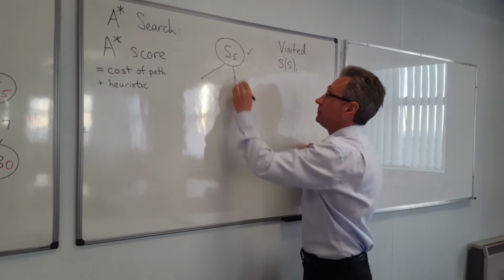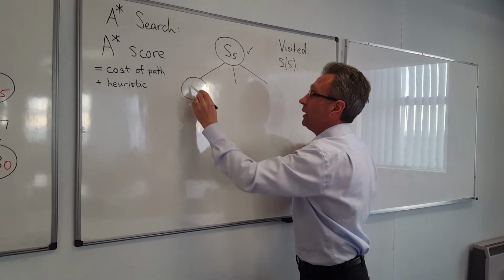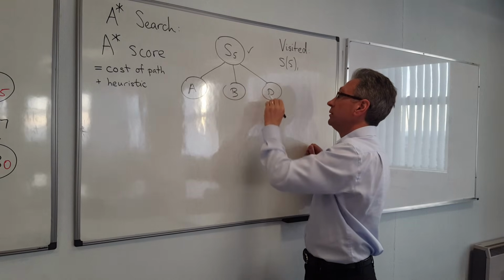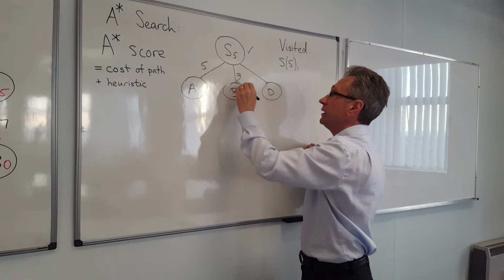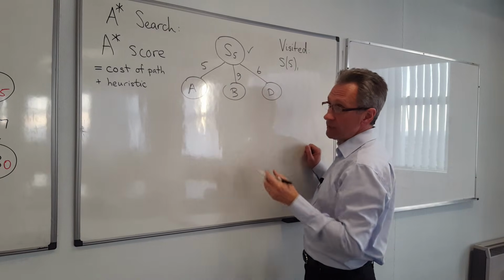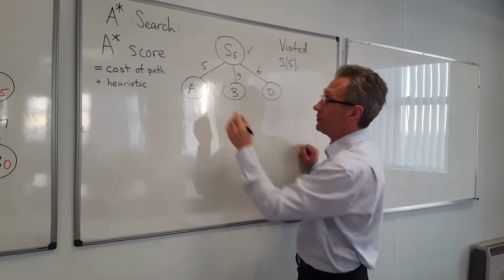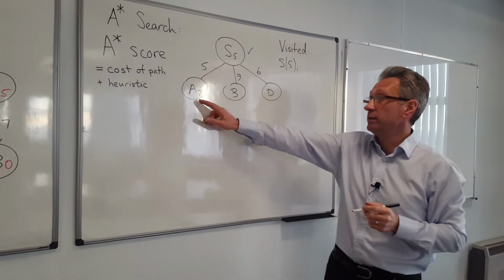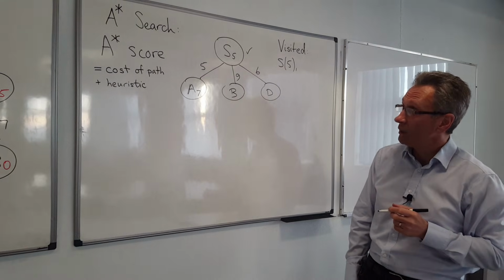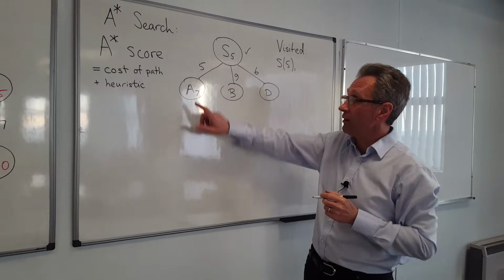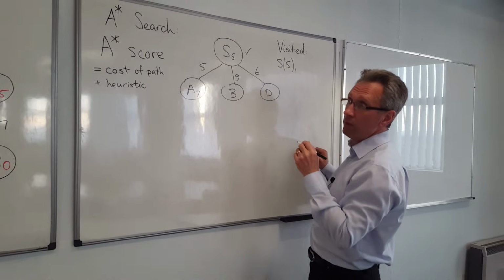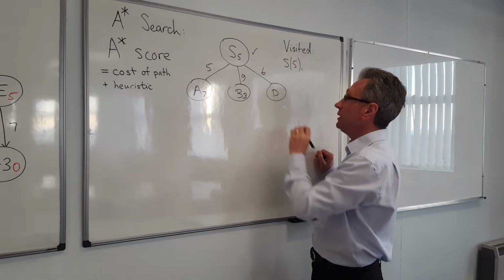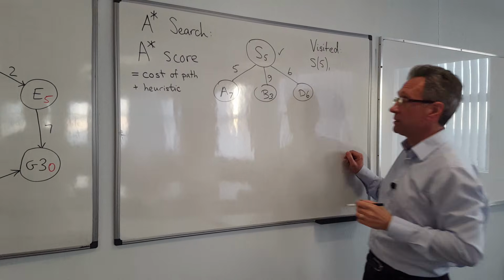Let's expand it. So we can go to A, to B, and to D for a cost of 5, 9, and 6. We have to take the heuristic measure into account as well. The heuristic measure for A is 7, so the algorithm thinks it's going to take 7 units of cost to get from A to the goal state. From B, the heuristic measure is 3, and from D, the heuristic measure is 6.